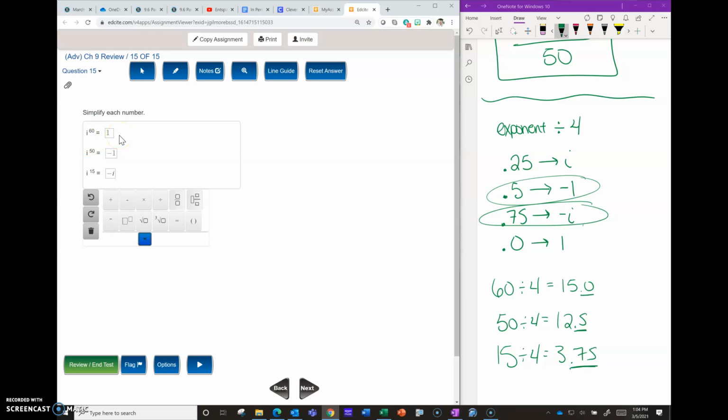But as far as for taking the test, when you're simplifying i to the whatever, take your exponent divided by 4 and then look at the decimal that you get and compare that decimal to this chart, and that will tell you what your simplified answer is going to be.